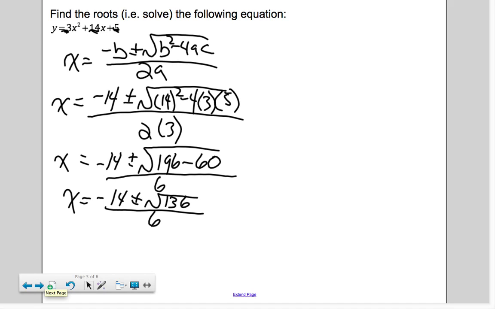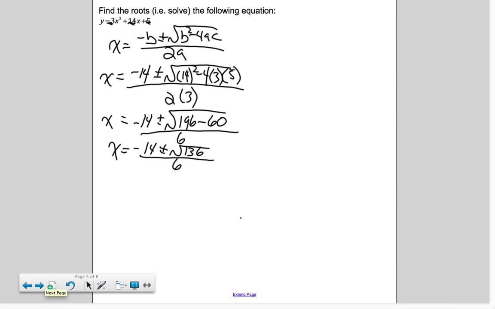So what's 136 divided by 4? 34. Is it divisible by 4? 34. 136 is there. 34? What's 8? No, it's not divisible by 6.